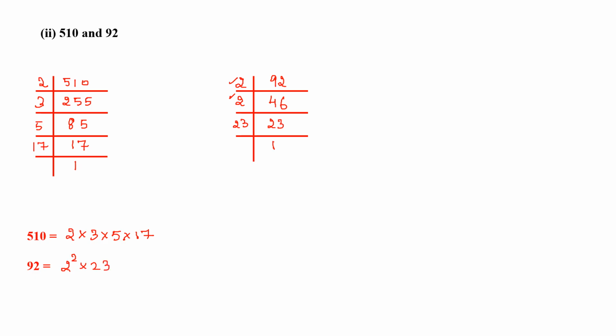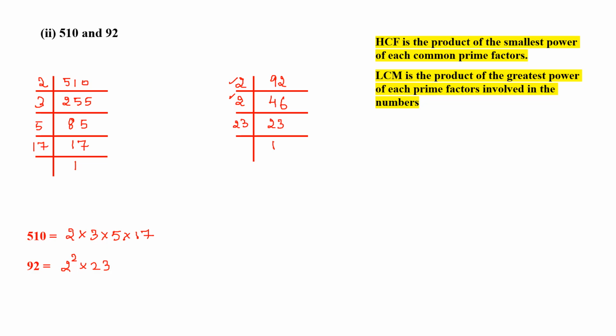Now next we have to find the HCF and LCM. To find HCF, you have to find the product of the smallest power of each common prime factor. So first of all, you see which is the common prime factor. Common prime factor is 2. And you have to take the smallest power. Smallest power is 1, because here power of 2 is 1, here it is 2. So the smallest power is 1. So from here I can write my HCF is going to be only 2.